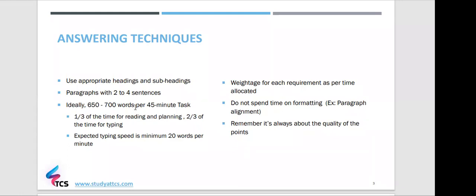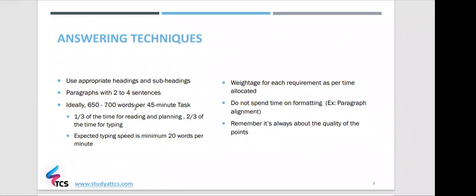So your invigilator is not actually going to look at the quantity, the word count. But in order to provide fully fledged answers, it's better if you can develop answers which consist of 650 to 700 words per 45-minute task. Okay, so you can only develop this by practicing mock exams. I'll talk about this later as well.